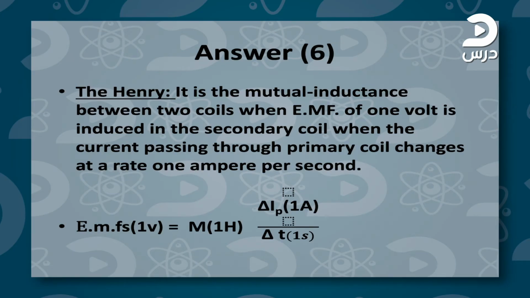So the EMF in the secondary coil is 1 volt, mu is 1 Henry, delta I is 1 ampere, delta T is 1 second. So the Henry is the mutual induction coefficient between the coils when an induced EMF of 1 volt is induced in the secondary coil when the current passing through the primary coil changes at the rate of 1 ampere per second.